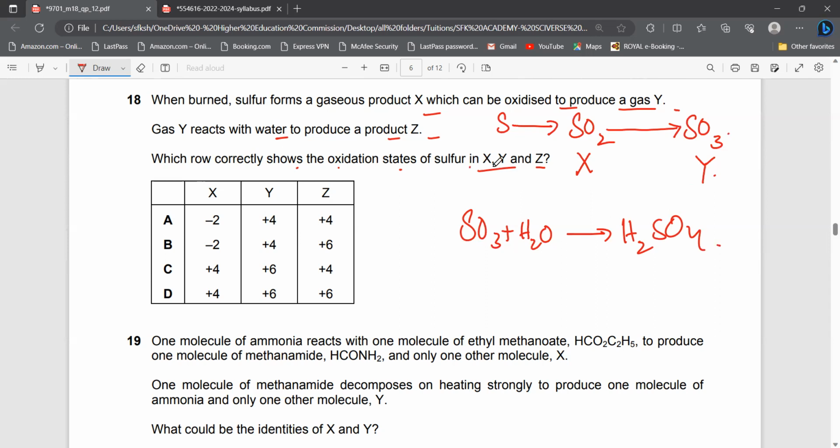Which row correctly shows the oxidation states of sulfur in all three states? In this case, it's +4, right? Because in this case it's +6 because of the oxygen, and in this case it's going to stay +6. So option D, +4, +6, +6. You can just do the calculations here now. Okay, option D is correct.